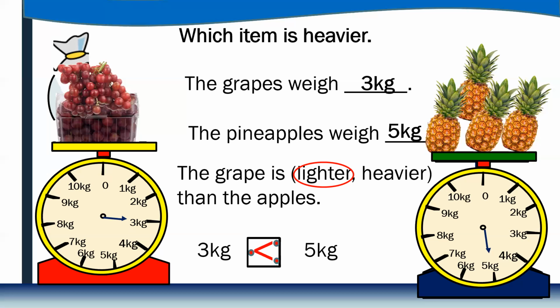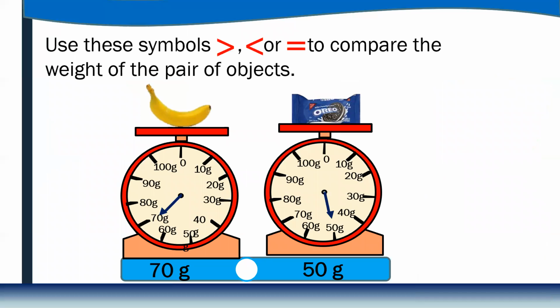So there we have it, boys and girls. Now that we have used the dots to help us, we will remove them. And there we have it. 3 kilograms are less than 5 kilograms. Boys and girls, here is another activity for you to compare the weight of 2 of your favorite snacks.